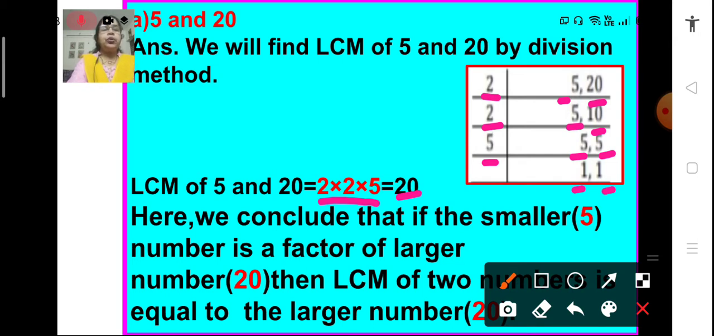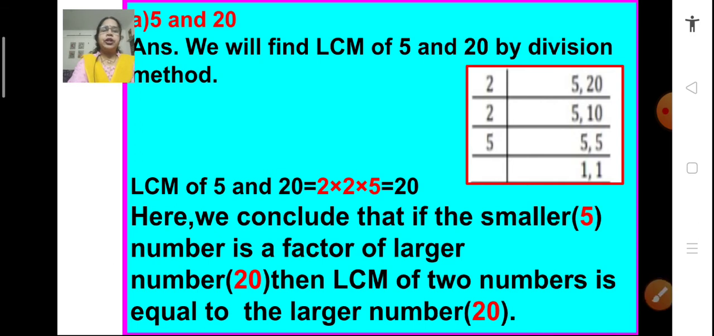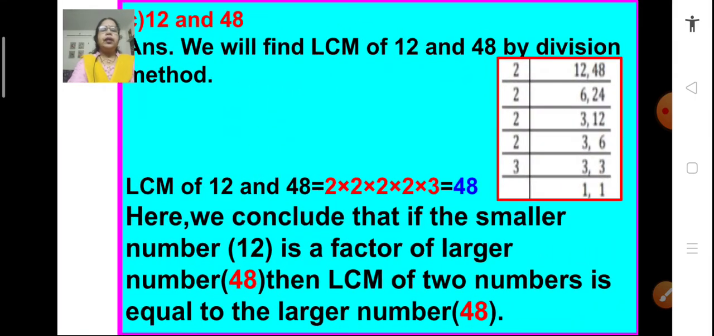So we can conclude that if the smaller number is the factor of the larger number, then the LCM of the two numbers is equal to the larger number. Let's solve the other one and check this. Is it true for that one also? Yes, here we have 12 and 48. 12 is the factor of 48.